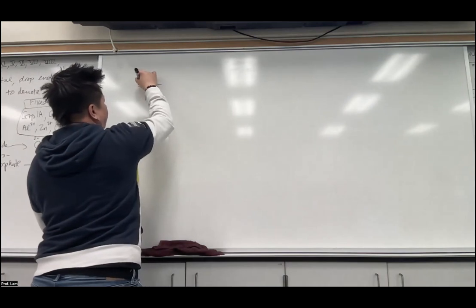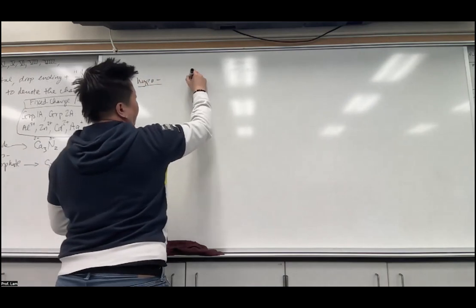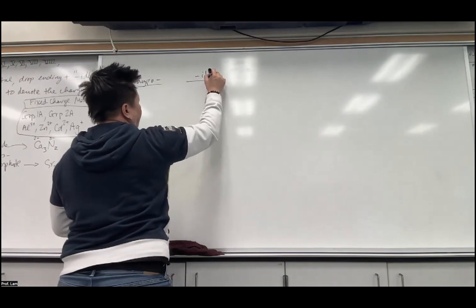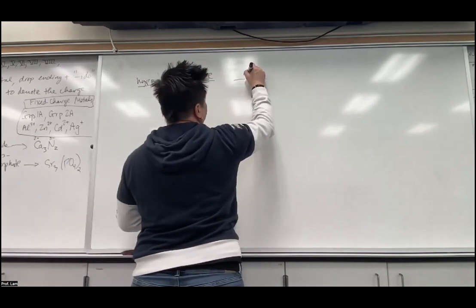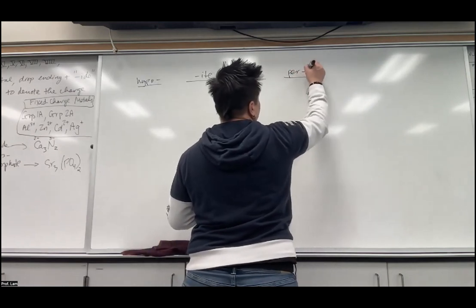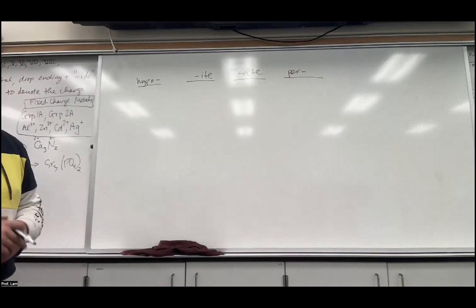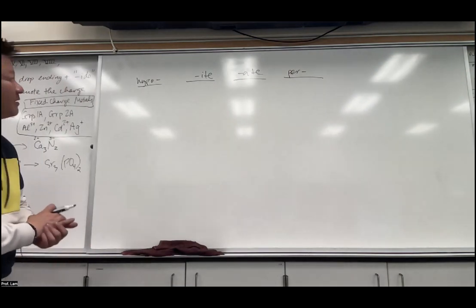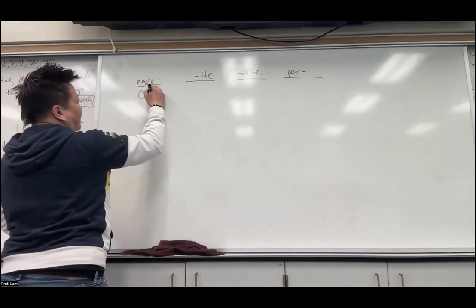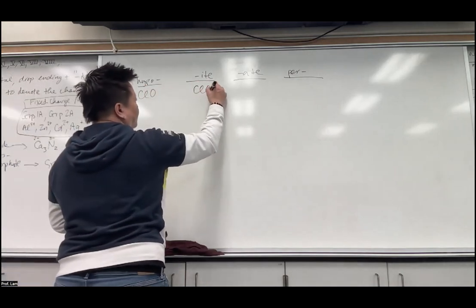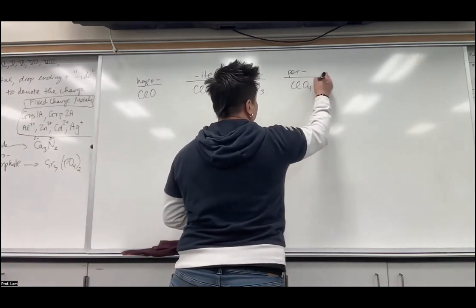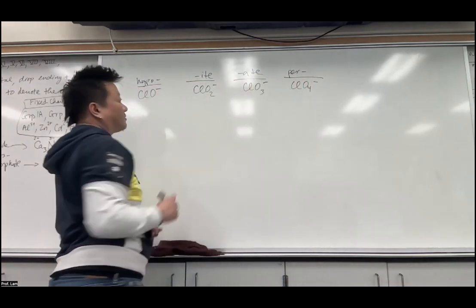So you have things that start with hypo, things that end in ite, things that end in ate, and then things that have per and end in ate. Okay. So for example, you have ClO, ClO2, ClO3, ClO4, and they're all negatively charged.